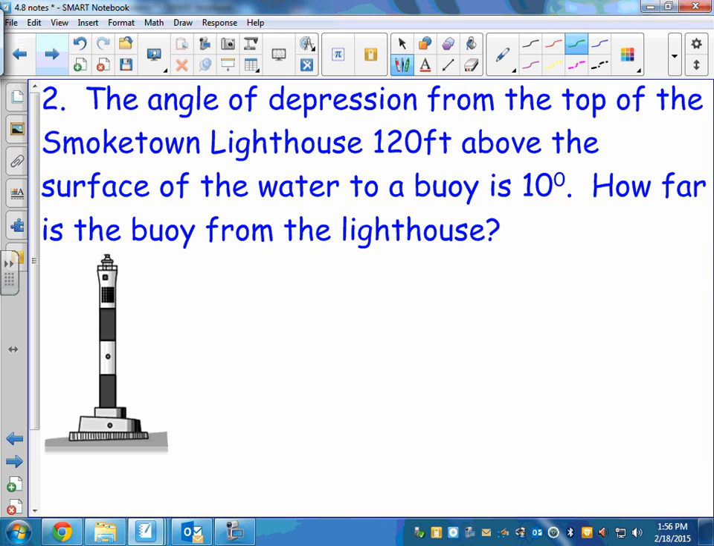Angle of depression. The angle of depression from the top of the Smoketown Lighthouse, 120 feet above the surface of the water, to a buoy is 10 degrees. How far is the buoy from the lighthouse? So the tower is 120 feet.